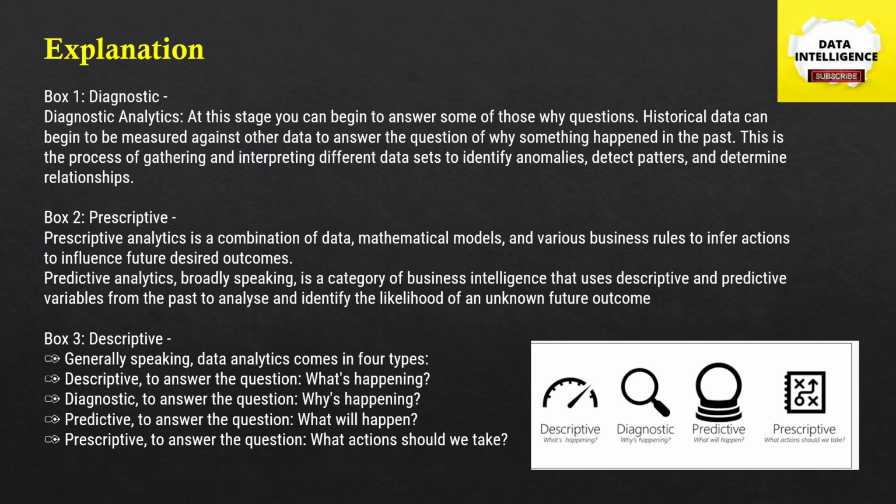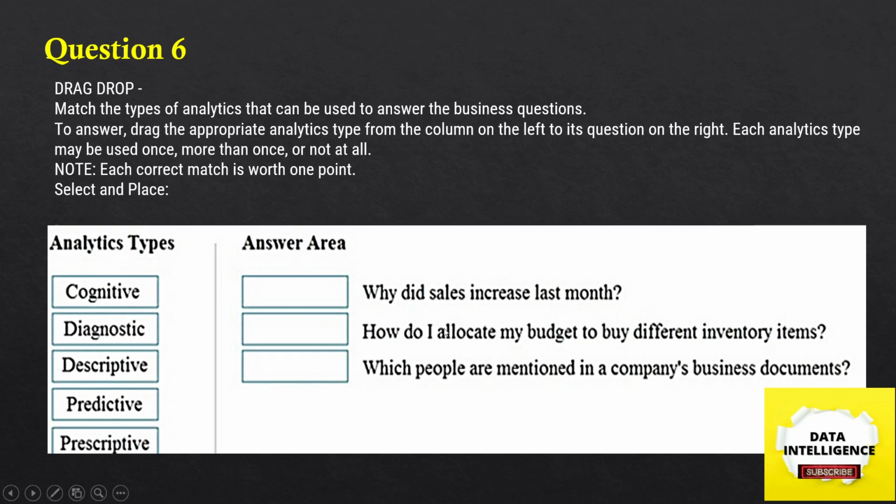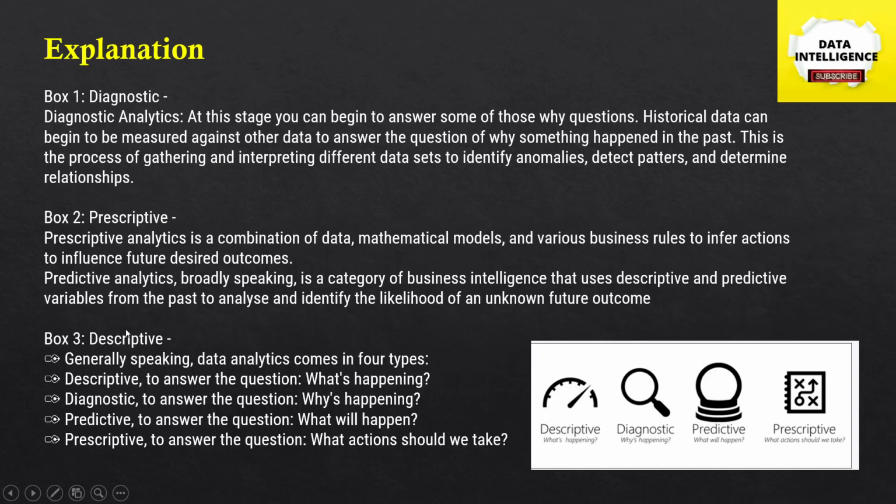Here the historical data can begin to be measured against other data. The historical data of the particular sales will help us give insights into why it happened. This process of gathering and interpreting different data sets to identify anomalies, detect patterns, and determine relationships is simply answering the question why. So if it asks why it happened, then obviously it should be the diagnostic one. And the second one is the prescriptive analytics.